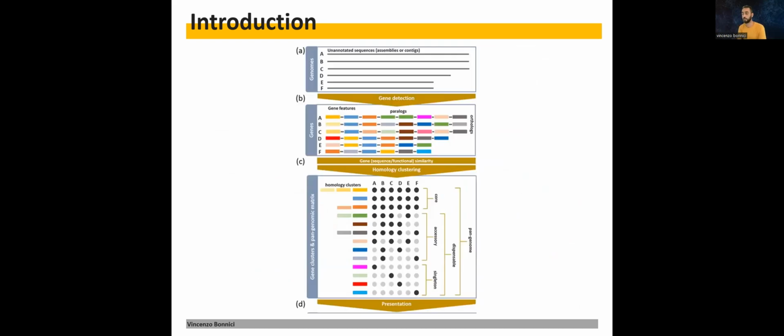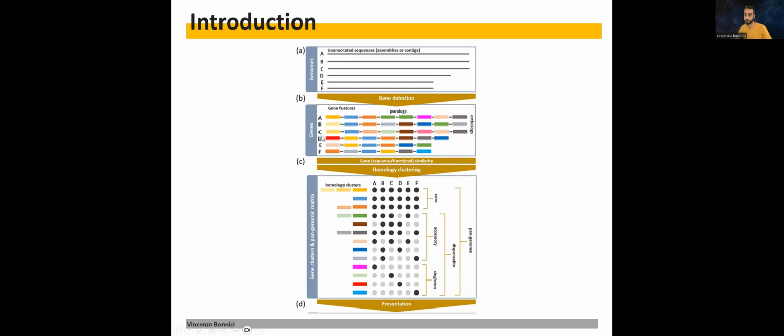So how is a common computational pipeline for pangenomic studies in microbial organisms made? Usually we start from a set of genomes that are in the form of assemblies of contigs. So for each genome we know the complete sequence of the genome, and it is an unannotated sequence. It means we don't know which are the genetic sequences within this genome.